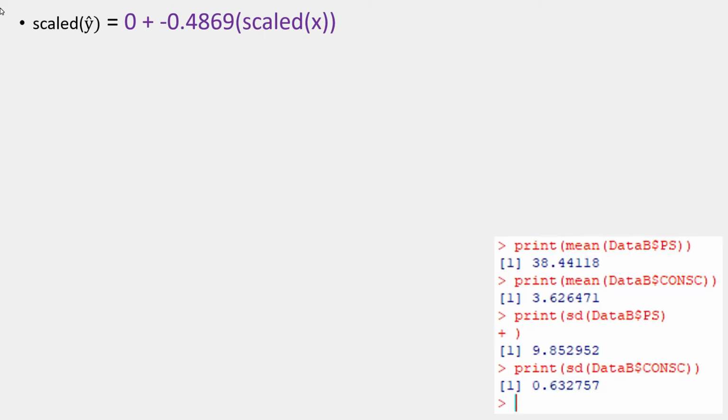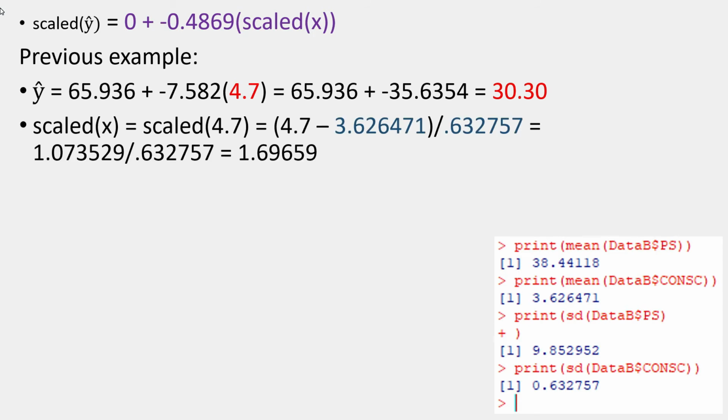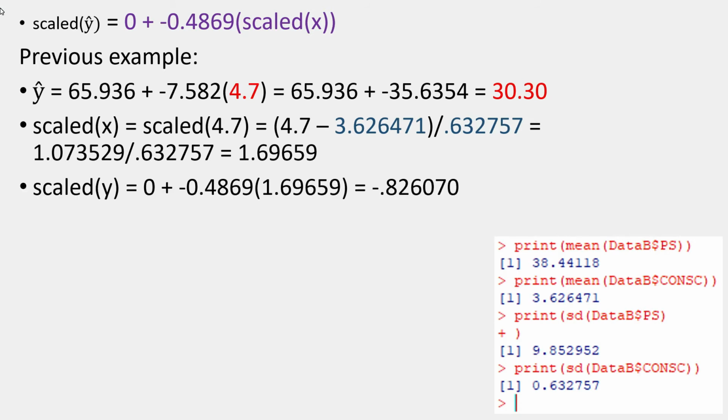Let's take the same example of a student with a 4.7 out of 5 on conscientiousness. To plug in her value, we would have to scale her value, or standardize it in the same way we did for all the others, using the mean and standard deviation of conscientiousness. So step 1, subtract the conscientiousness mean from her score and divide the difference by the standard deviation of conscientiousness. We get 1.69659.